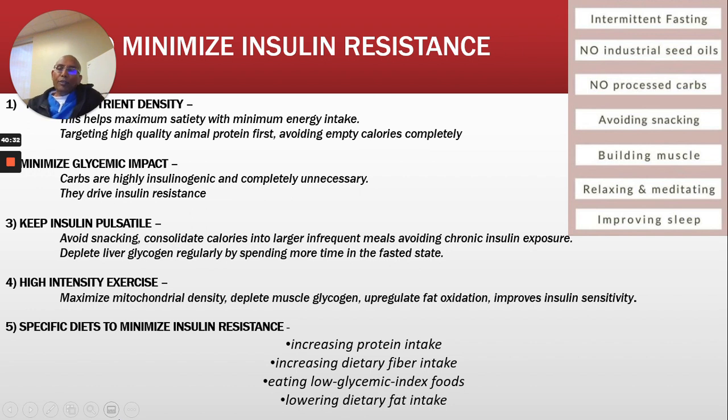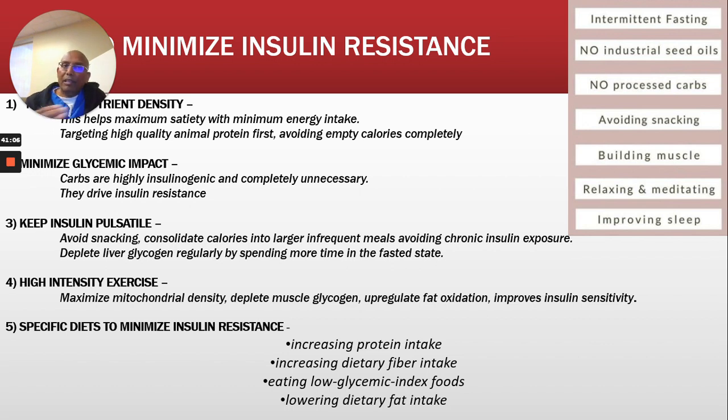And specific diets to minimize insulin resistance would be obviously low carbohydrate intake, low glycemic food intake, and also increasing dietary fiber if possible, and increasing protein intake. Obviously, the best way is to do carbohydrate restriction, avoiding snacking, and avoiding processed carbs. Industrial seed oils are a whole other talk, and seed oils are really something that have to be graded at the level of processed carbs.